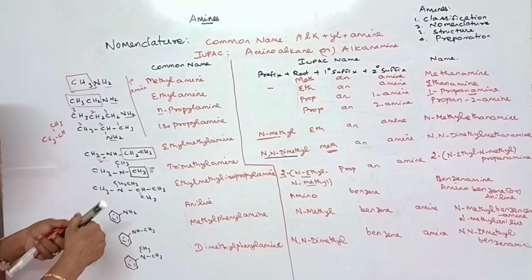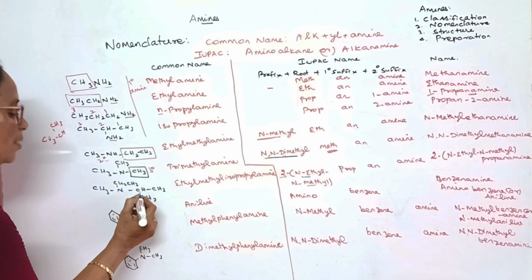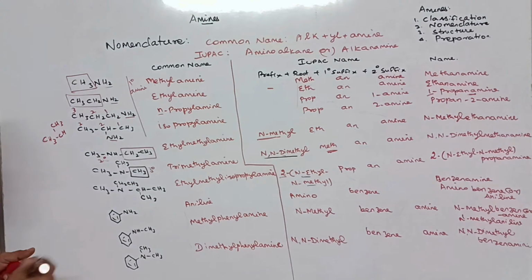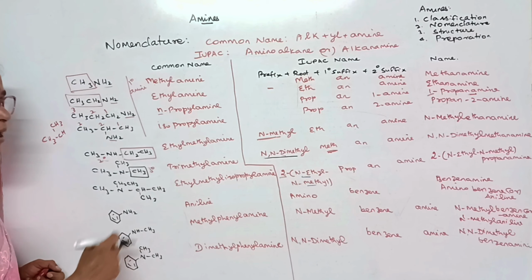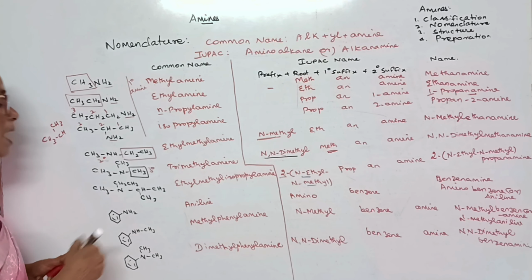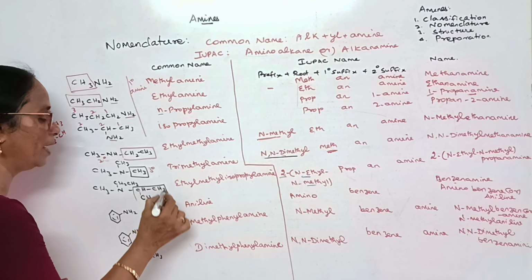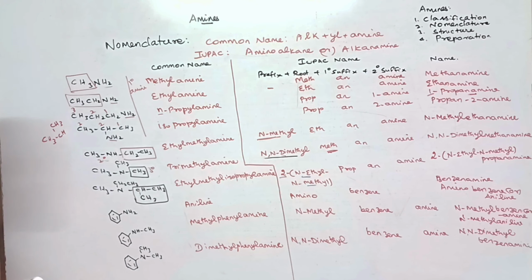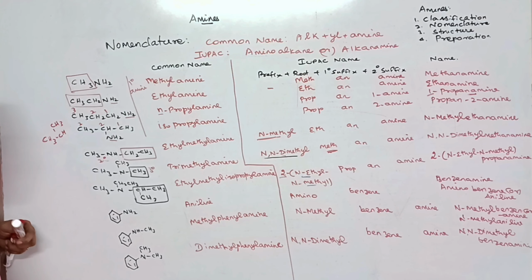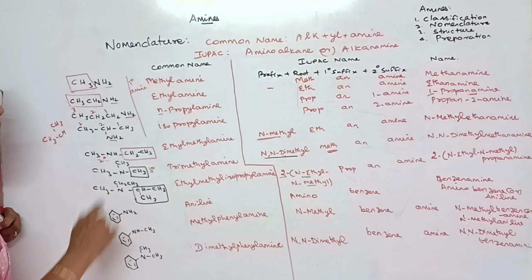And in the next case, you may find it has a methyl group, ethyl group as well as a propyl group. So methyl, ethyl, propyl. So the longest chain should have the hydrocarbon part, and hence this propyl makes the part of the chain. And to the nitrogen, it has two different alkyl groups. One is methyl, the other one is ethyl.